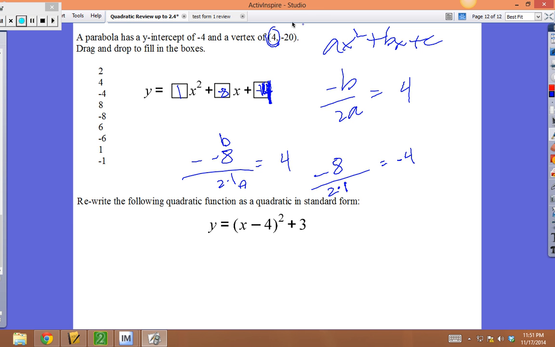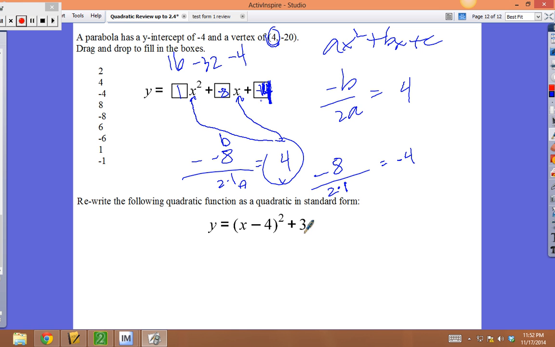Okay, now let's see if it does spit out a negative 20. So that will give me a 4. If I plug in 4 here, 4 squared is 16. 16 times 1, so that's a 16. 4 times negative 8 is a negative 32, minus 4. And does that give me a minus 20? Yes, it does. So that's it. It's got to be 1, negative 8, and a negative 4.